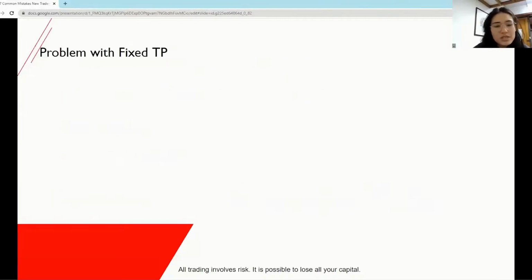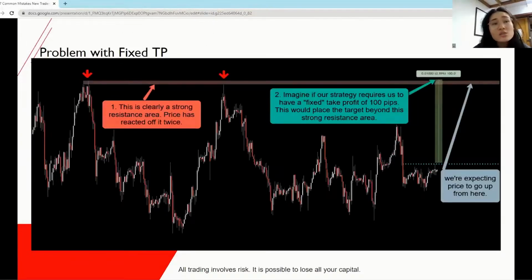So I'm just going to move on to our next slide, which shows you exactly the problem with a fixed take profit. So let's take a look at this example. The red area shows a strong resistance area since there have been two swing highs in line with this area. If our trading strategy requires us to have a fixed take profit of 100 pips, we will place the target beyond this strong resistance area. And you can see over here, we're expecting price to go up towards that same swing high resistance level.